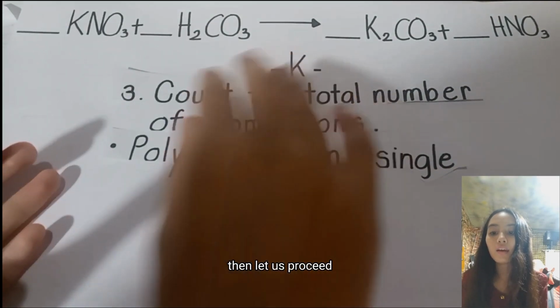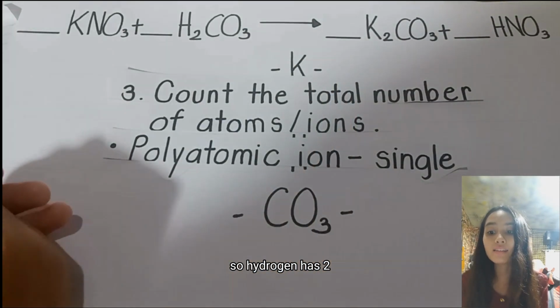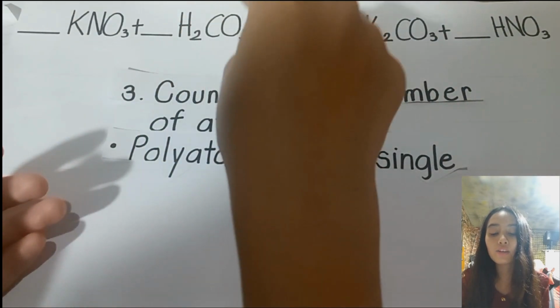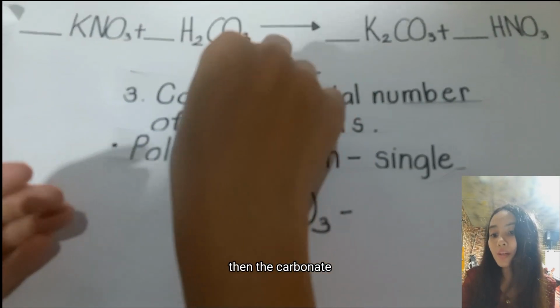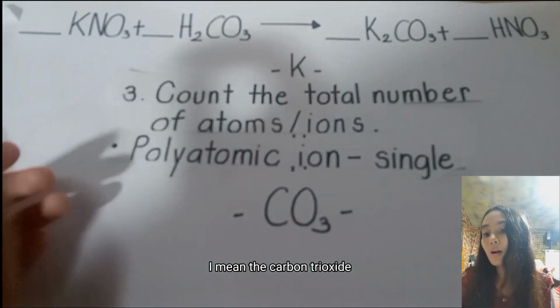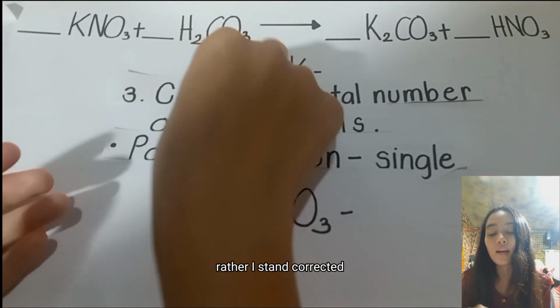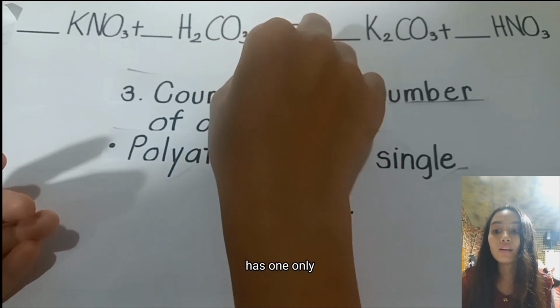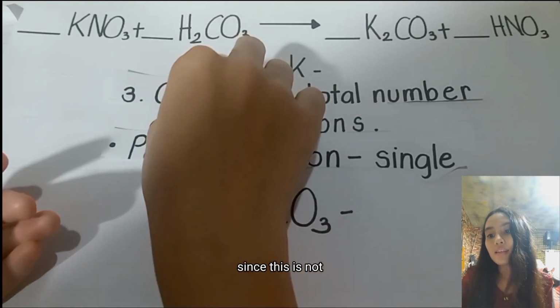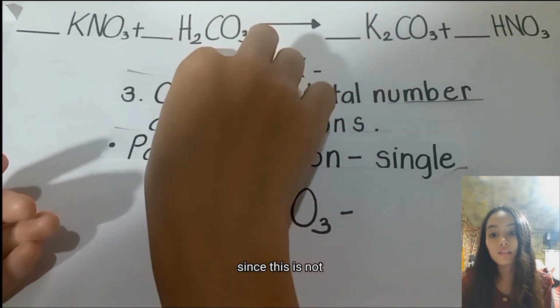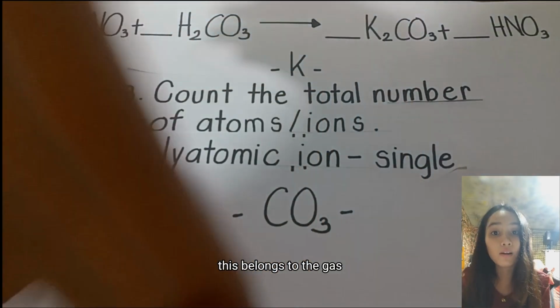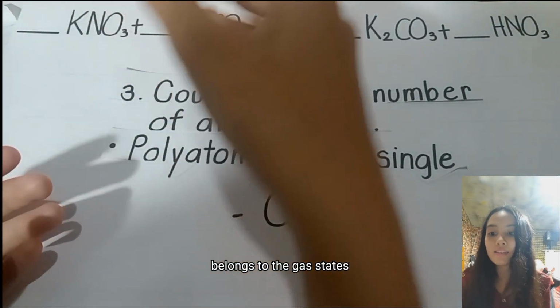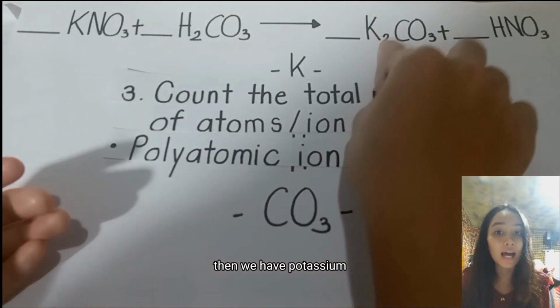Then let us proceed. We have hydrogen. So hydrogen has 2 ions present. Then the carbon trioxide, rather, I stand corrected. The carbon trioxide has 1 only, since this is a polyatomic ion. This belongs to the gaseous states. Then we have potassium.